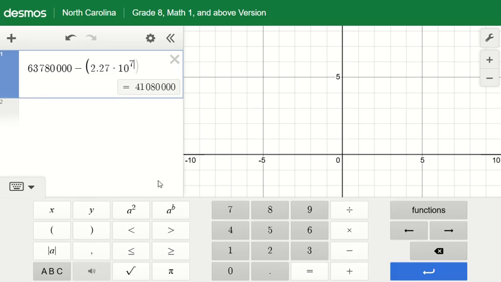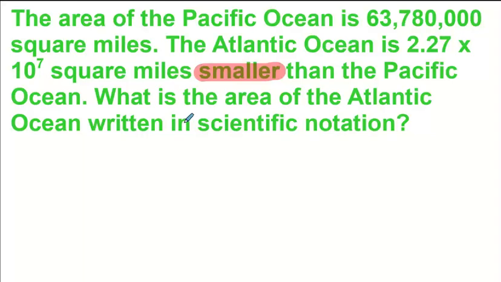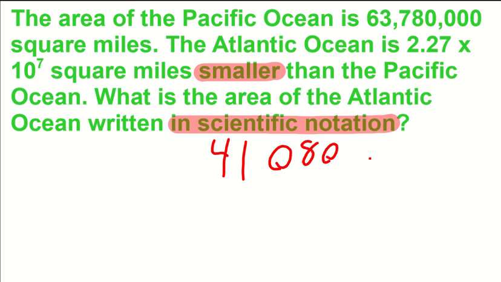That is 41,080,000. Okay? If I go back to the problem though, it says in scientific notation. All right, so we gotta make a change, don't we? So that's the one problem. The calculator helps, it does the math for me, but I still gotta do another step. So I had my 41,080,000. I got that from Desmos.